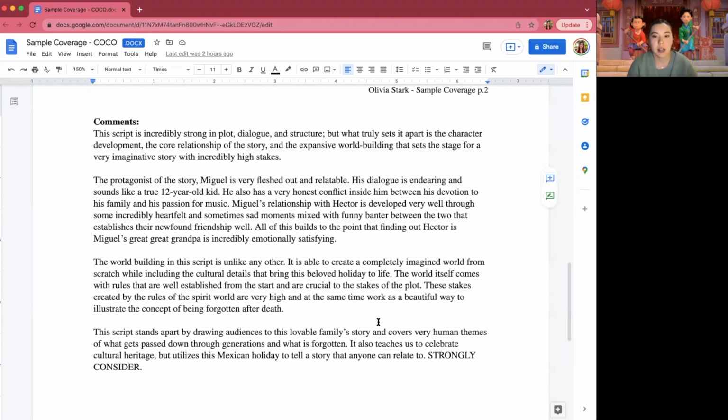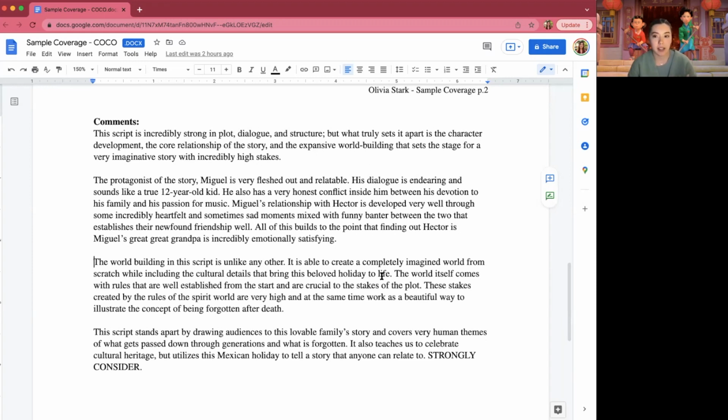But then I also made a note that the world itself comes with rules that are super well established from the start and crucial to the stakes of the plot. These stakes created by the rules of the spirit world are very high and at the same time work as a beautiful way to illustrate the concept of being forgotten after death.